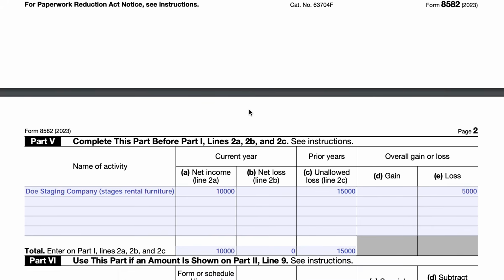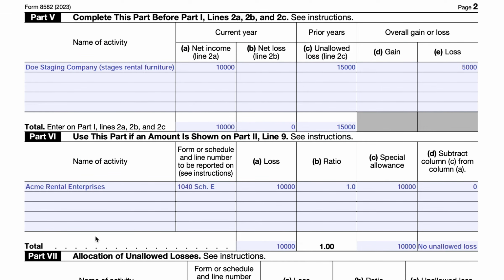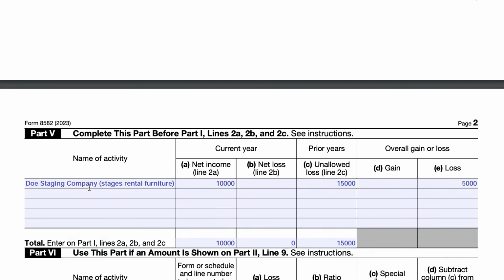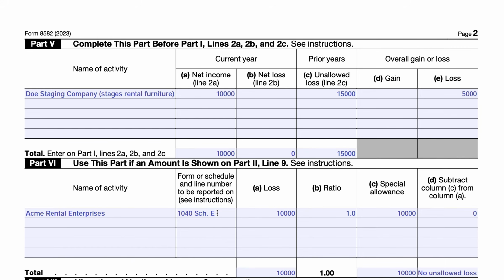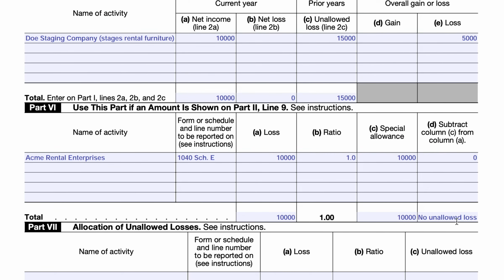So we already completed parts 4 and 5. We're going to drop down here because there was a number in line 9 in part 2. And so this is Acme Rental Enterprises. That's here. Everything is going to be on Schedule E, which is our loss of $10,000, special allowance $10,000. So there were no unallowed losses here.